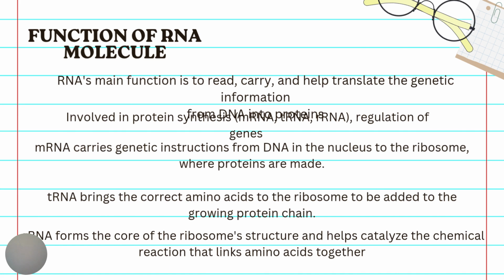We all know proteins' building blocks are amino acids. So tRNA, after reading the instructions that mRNA has, brings in the correct amino acids to make that protein that was requested by DNA. And then rRNA is the structure that helps catalyze the chemical reactions that link the amino acids. Basically, rRNA assists in the formation of the peptide bonds between the amino acids.